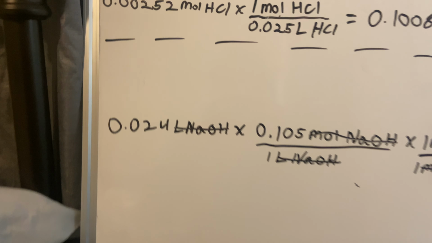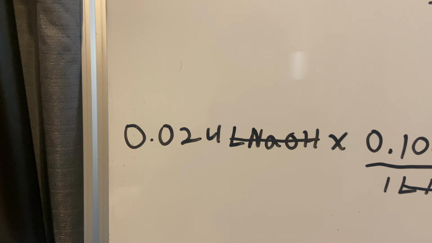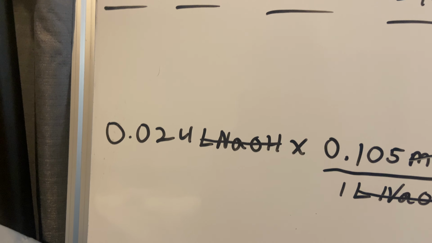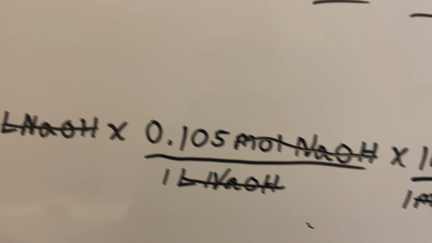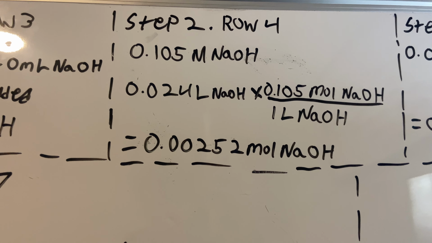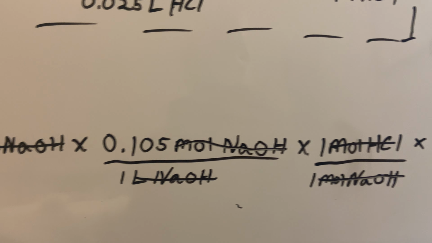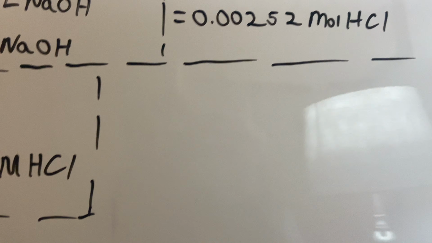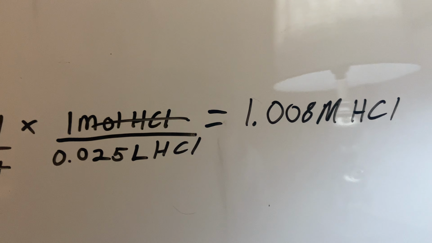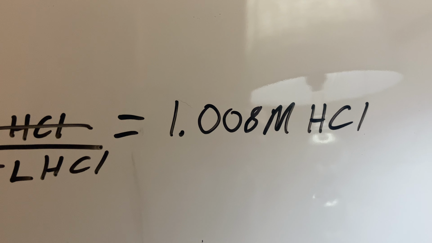So to go over it again, this was the amount of NaOH that was added to the Erlenmeyer flask to reach the endpoint. This was the moles of NaOH that was added. This is the concentration of HCl. And then this is the actual concentration of HCl, which is 1.008.